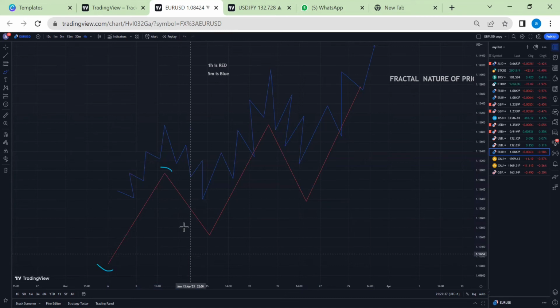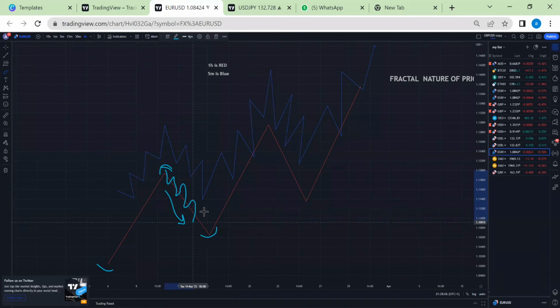Now this move down from here to here, this retracement on 1 hour time frame, is a downward movement. So this short downward movement on 5 minutes time frame is going to show as lower low, lower high, lower low, lower high. Okay, that's how it's going to show.